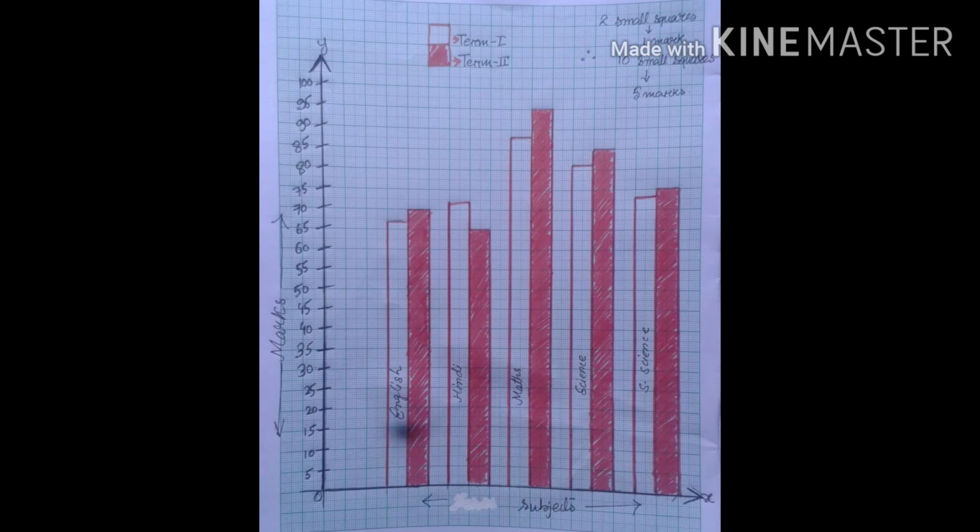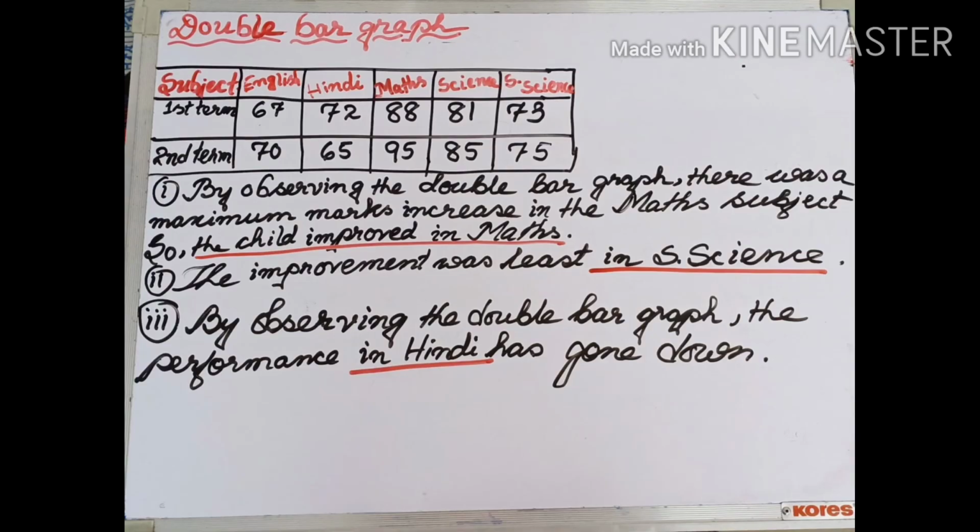Next one is: has the performance gone down in any subject? Yes, the second one is Hindi, because in the first term in Hindi he has got 72, but in the second term it is decreased, it is reduced, it is 65. So in the question, has the performance gone down in any subject? Yes, that means it is the Hindi subject.